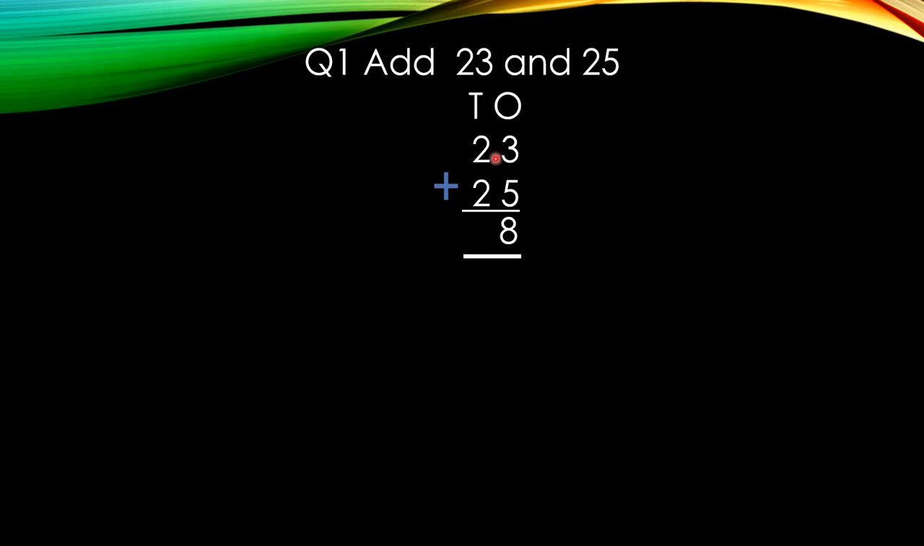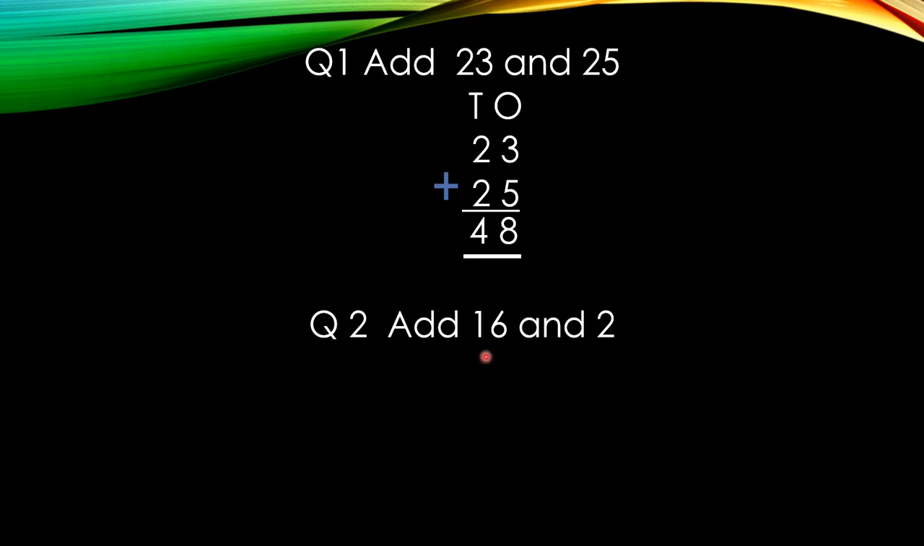And now here 2 and 2. So 2 in your mind and 2 on your fingers. After 2 count 2, 3, 4. So 4 is our answer. So the total of 23 and 25 is 48. Now in question number 2.